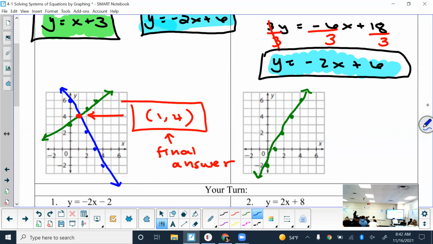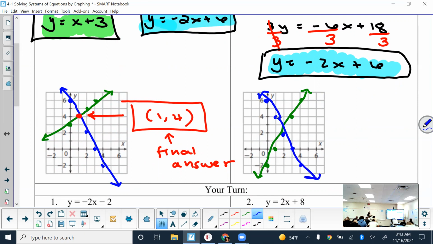And then in the blue, my y-intercept is, and my slope is going down. Good, down 2 to the right one this time, because it is negative. Do you already see where it intersected? Yes. So then I'm still going to draw my line, at least the best I can.